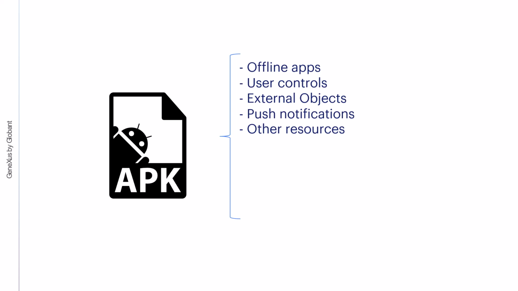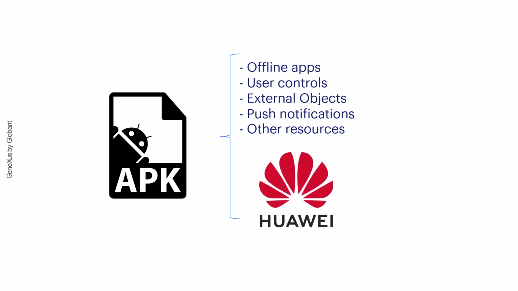The GeneXus Project Navigator is not used for Huawei because for the app to access the platform's own services, such as Huawei Analytics, Maps, Notifications, and so on, a key is required, and it can only be obtained with the compiled application.